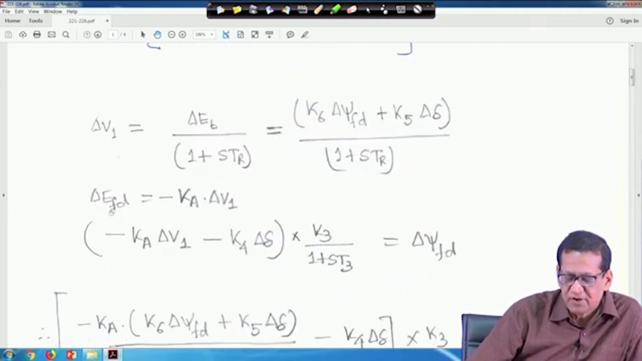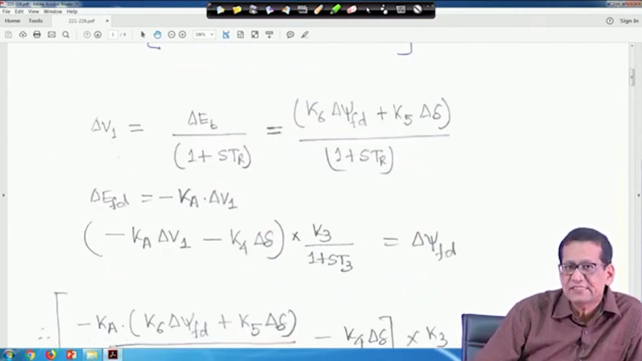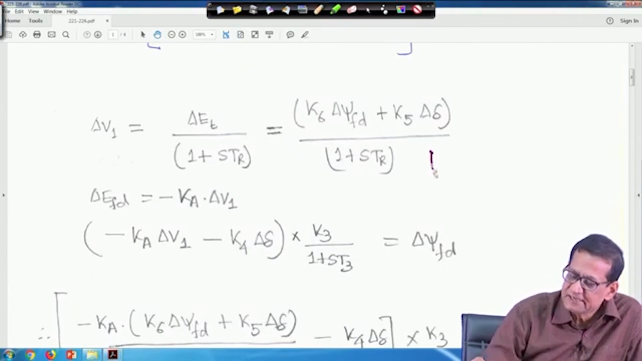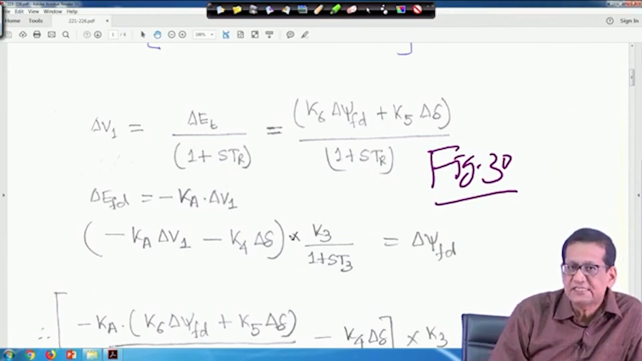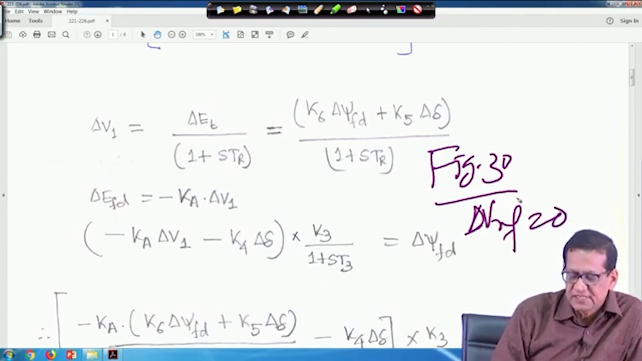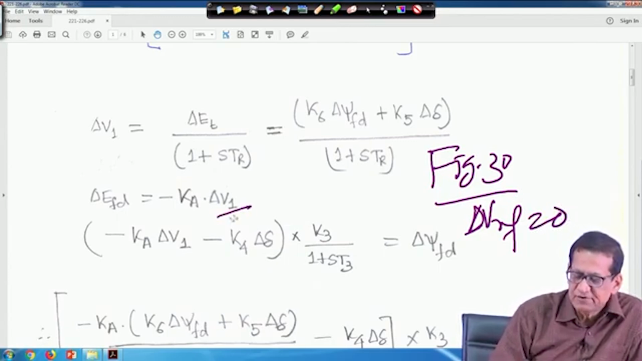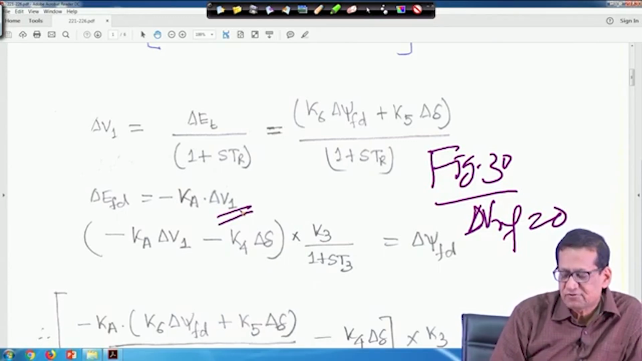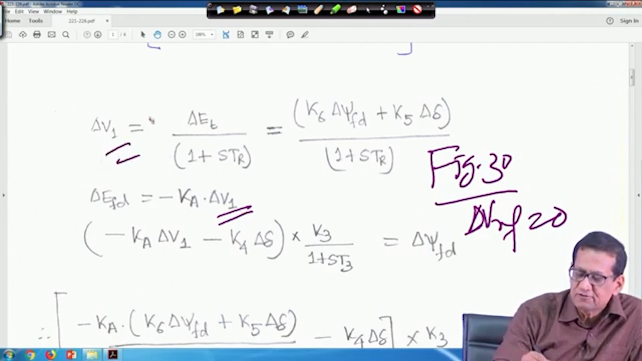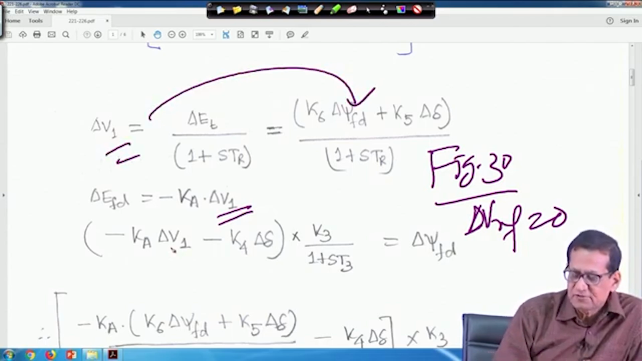Now, from that block diagram, delta V reference is equal to 0. I told you that when you listen to this, you open figure 30, where we have considered delta V reference is equal to 0. If it is so, then delta E f d will be minus k a into delta V 1, and delta V 1 is equal to this thing, then you substitute here.